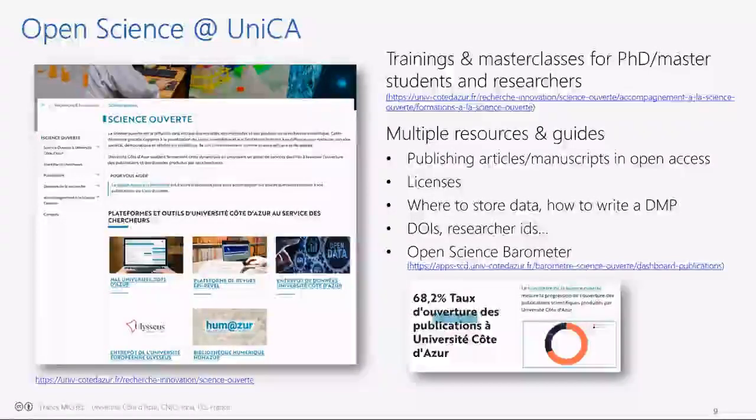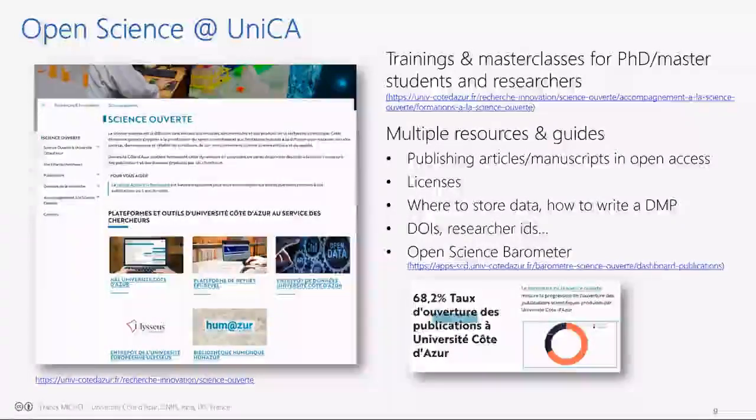There are multiple good resources here about how and why you publish your articles in open access, what it means, about the different types of licenses that you can find, about how to store your data and write a data management plan, which is now a requirement in most French and European projects. What are the different types of identifiers like DOI, researcher identifiers, and so on. And there is this barometer of open access publication.